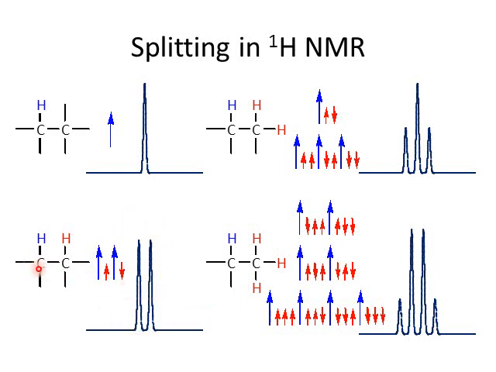Notice this is telling me something a little bit different than we saw in the carbon-13 NMR. This is telling me how many hydrogens are on the next position over. If we had 0 hydrogens on the next position over, no splitting. If we have 1 hydrogen on the next position over, we get splitting. If we have 2 hydrogens on the next position over, we get splitting.